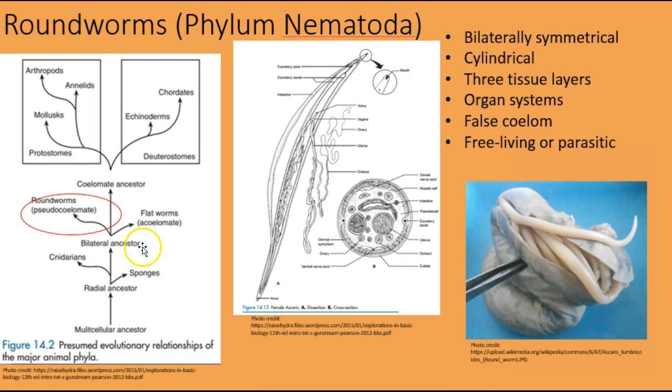Roundworms, phylum Nematoda, are bilaterally symmetrical, but unlike flatworms, they are cylindrical, have three tissue layers, organ systems, and a false coelom. Like flatworms, they can be free-living or parasitic. In this picture on the right, you can see an intestine that has been cut to reveal the lumen, which is filled with mature roundworms.